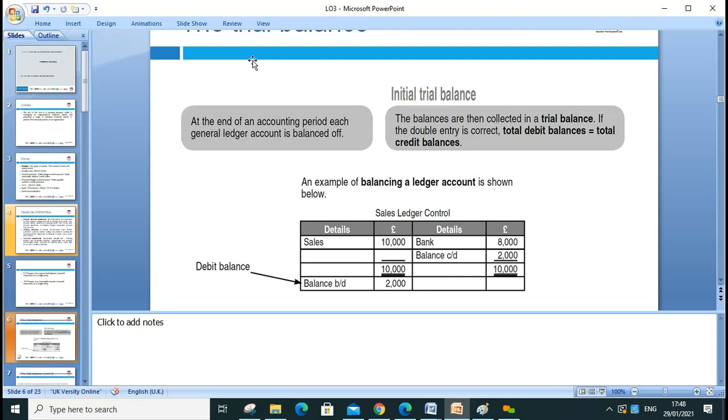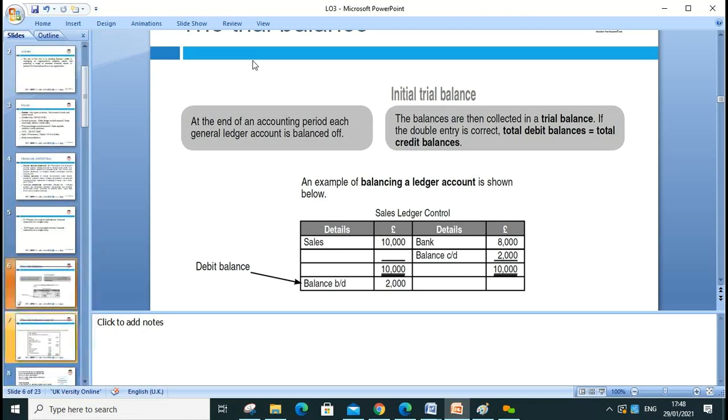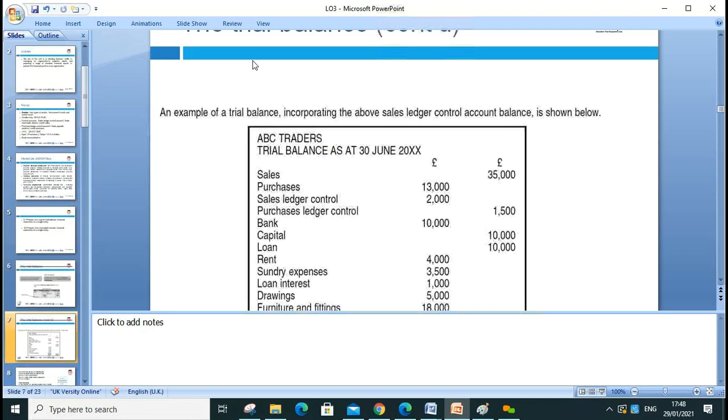We receive 8,000 pounds. So in the bank ledger it will be debit. Here will be credit. And the outstanding balance carried down is 2,000. So we have an outstanding balance of 2,000. So when we prepare the trial balance, it will reflect all our figures. So this is an example of a trial balance. We can see here, this is the trial balance.